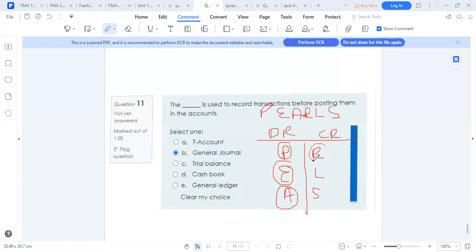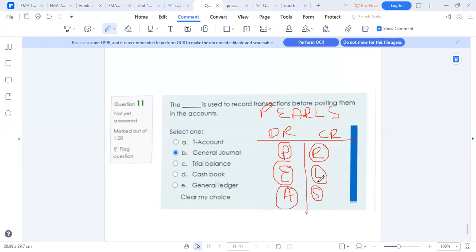Then we go to this other side, revenues and capital. To increase capital, we credit. To increase liabilities, we credit. To increase sales, we credit. Now the questions will come in different ways. For instance, how do we increase rentals? To increase rentals, we debit. Is that true or false?